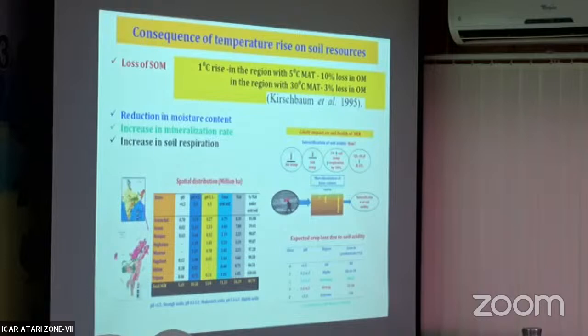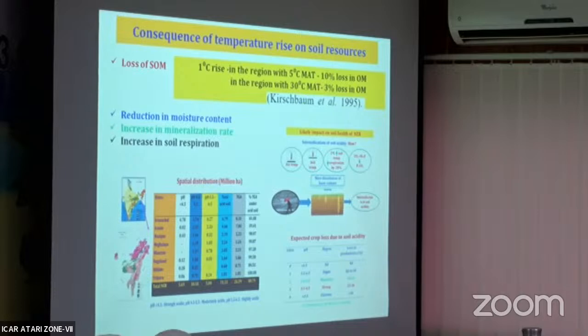The first is loss of organic matter from the soil resources. You see how it is affecting. So a study was done, and from that study it was concluded that in areas with a mean annual temperature of 5 degrees centigrade, a 1 degree centigrade rise in temperature can cause a 10% loss in organic matter. But in regions where the mean annual temperature is near 30 degrees centigrade, it may be a 3% loss. Okay, so this is what the research study found.